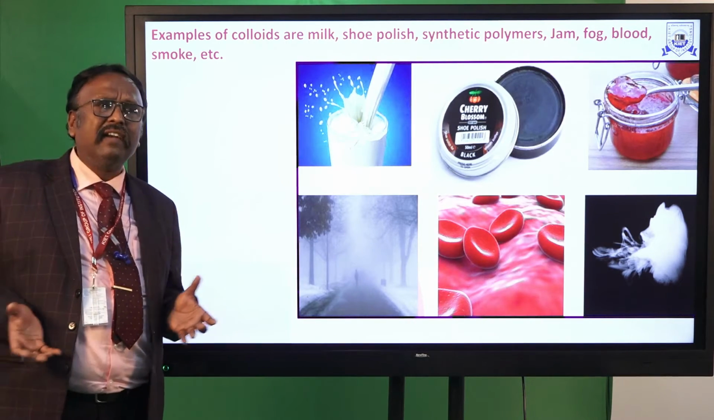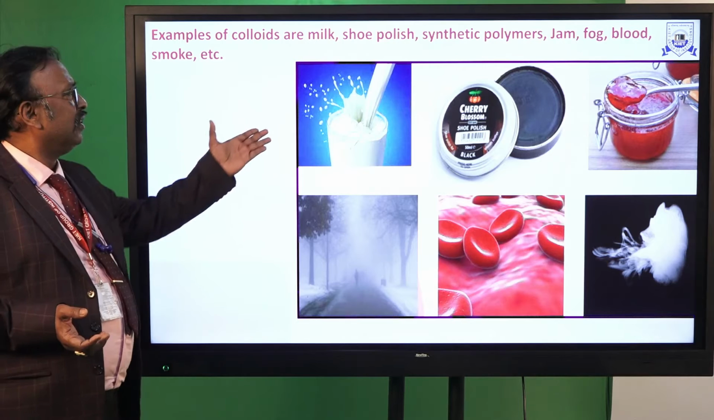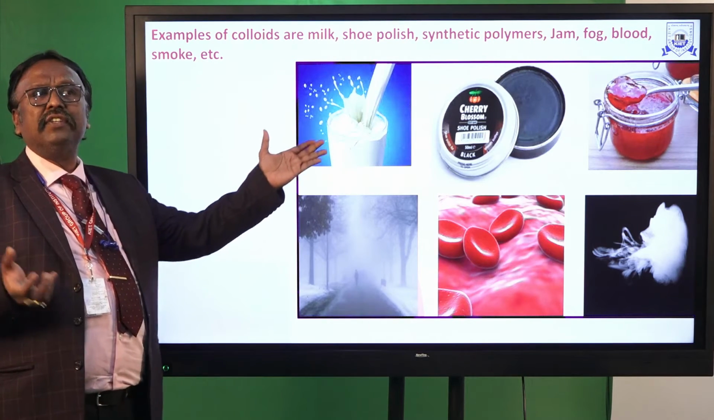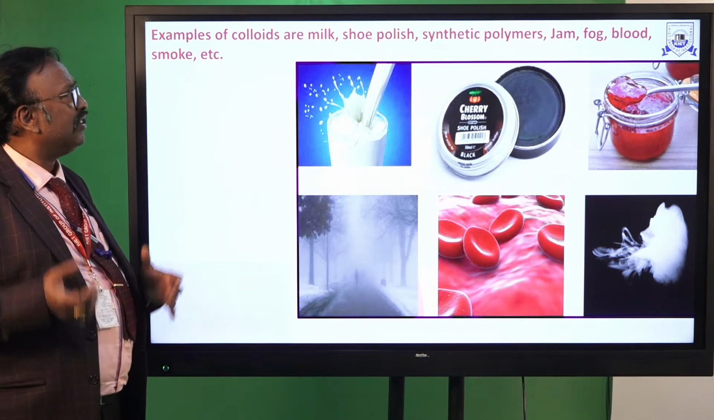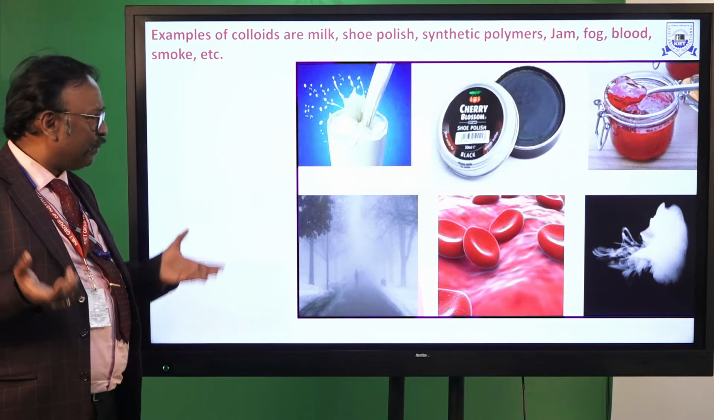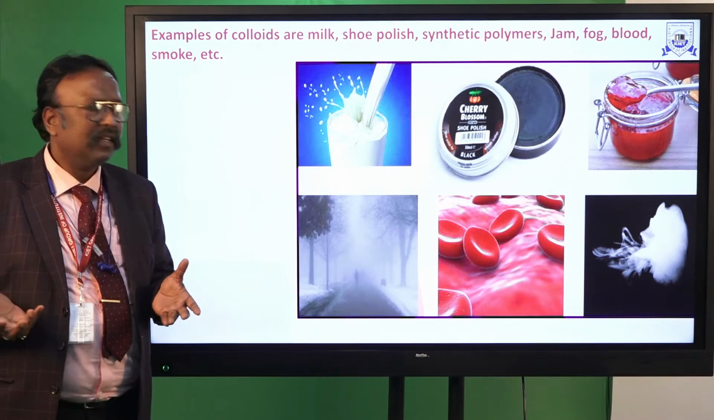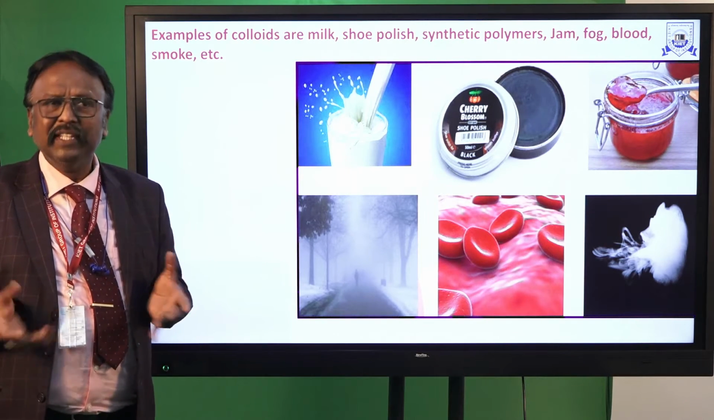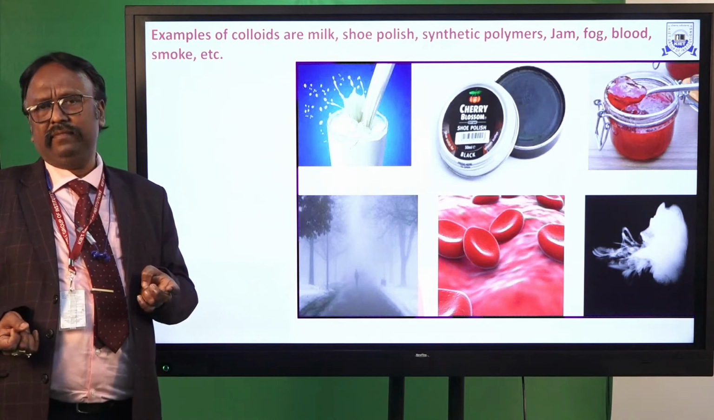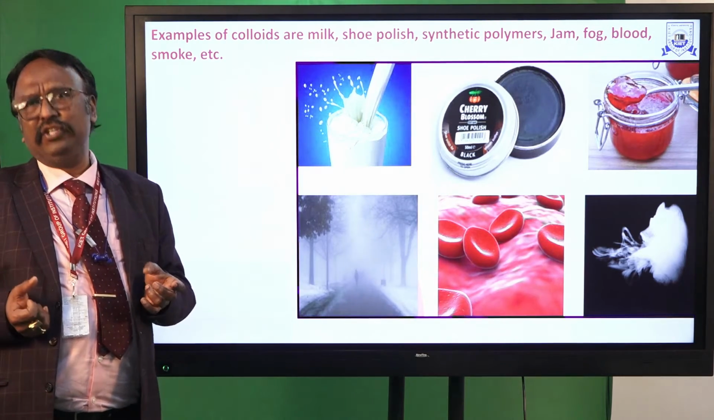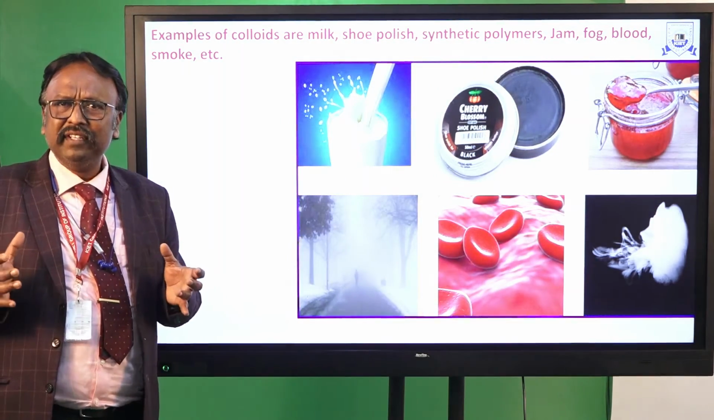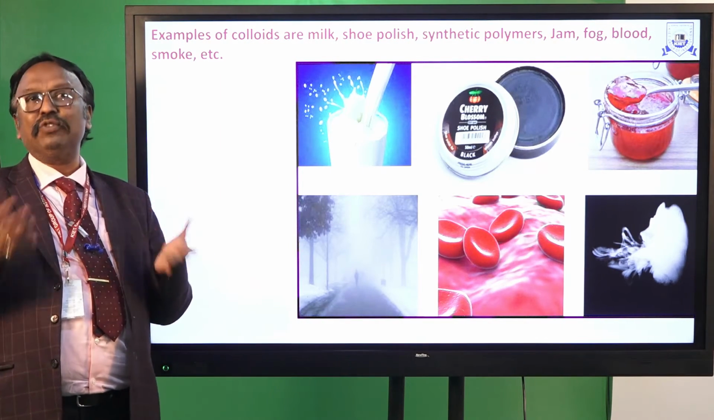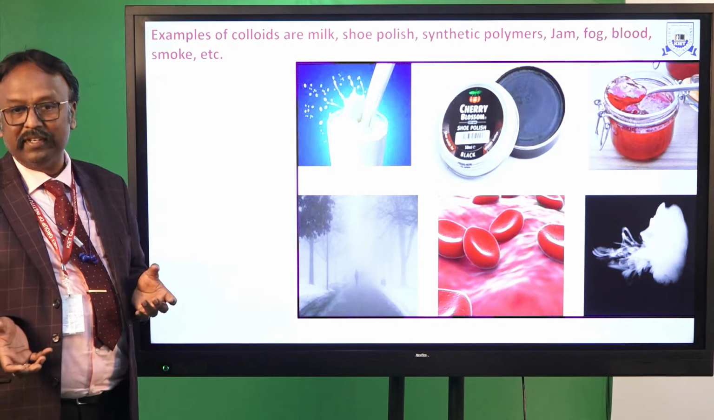There are different colloidal dispersions like buttermilk or milk. What we are using, that is shoe polish, jellies, synthetic polymers, fog, mist, even blood cells, RBC. These are all examples of colloidal dispersions. That means colloidal dispersions are not only in daily life, there are pharmaceutical applications also.